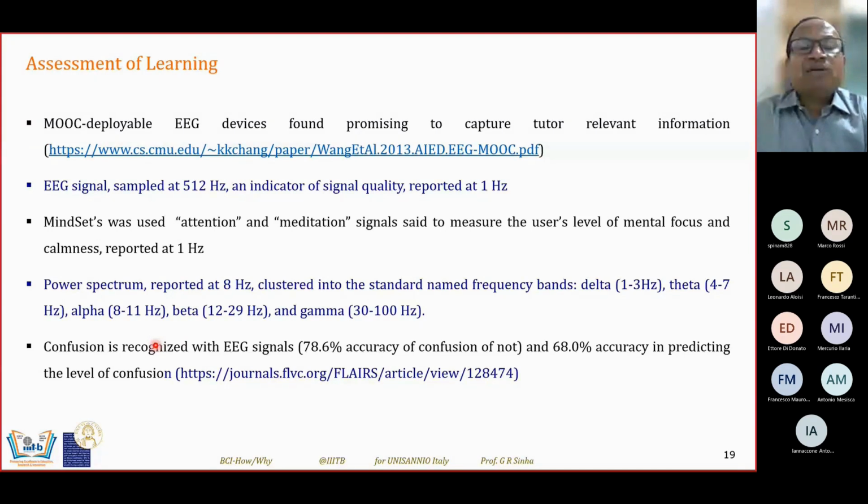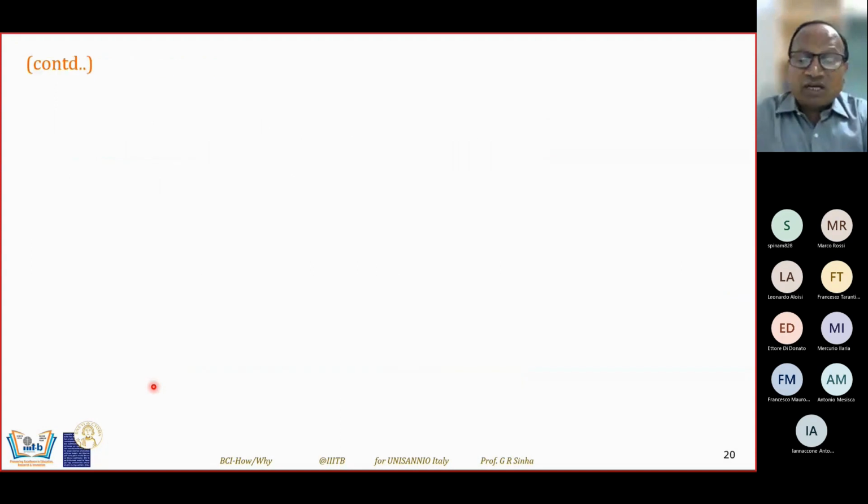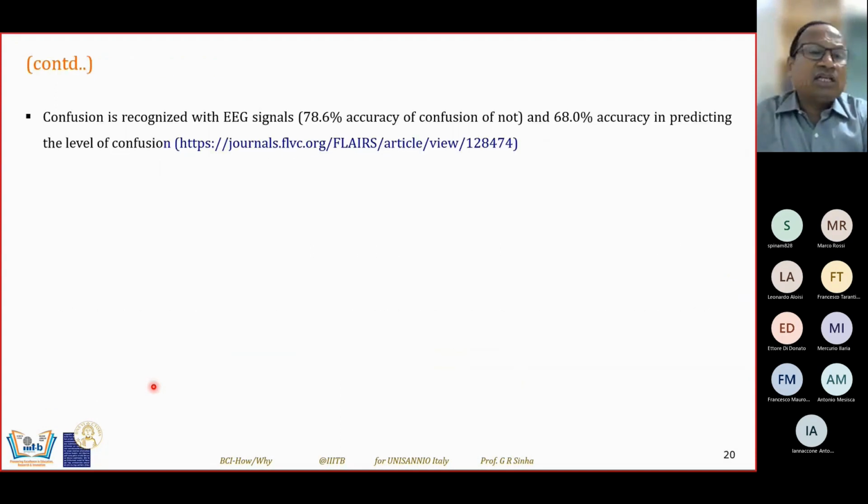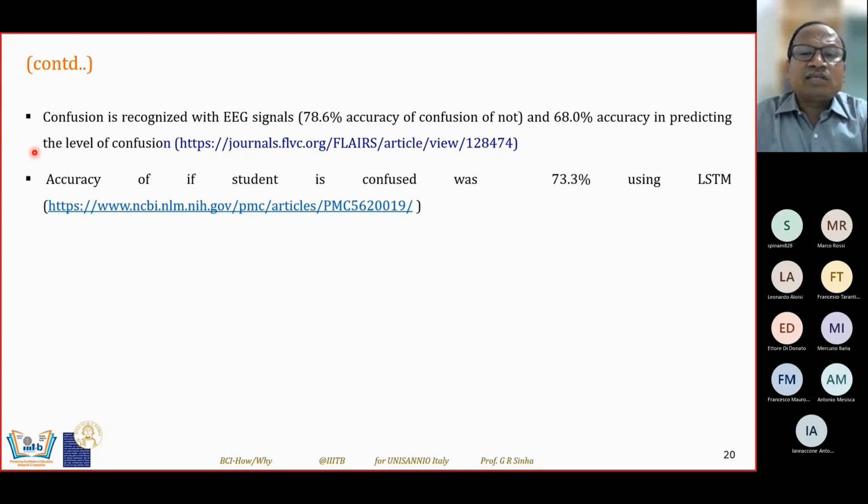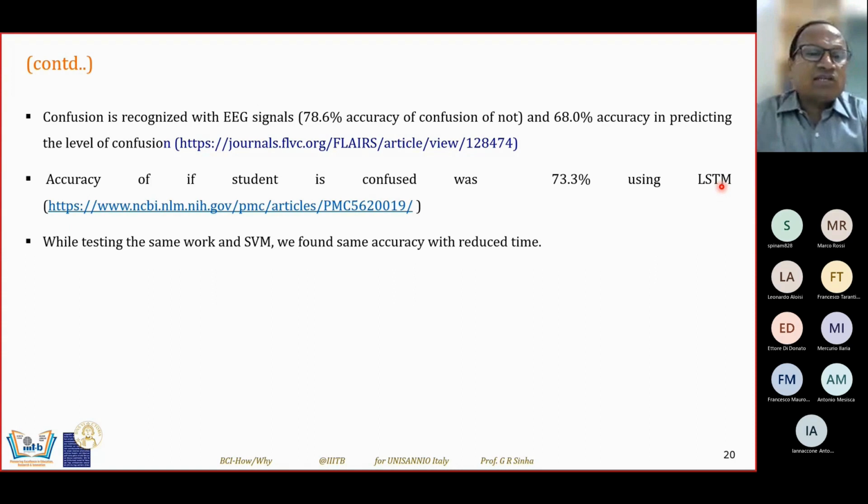So what they have done is they tried to calculate confusion and non-confusion. How many students were understanding? How many students were not understanding? They achieved 78.6% accuracy for confusion or not, and 68% accuracy in predicting the level of confusion. So confusion is recognized with EEG signal, and for predicting the level of confusion I have given some links. The accuracy of detecting whether the student was confused was 73% with the LSTM method. LSTM is the popular name of a model.